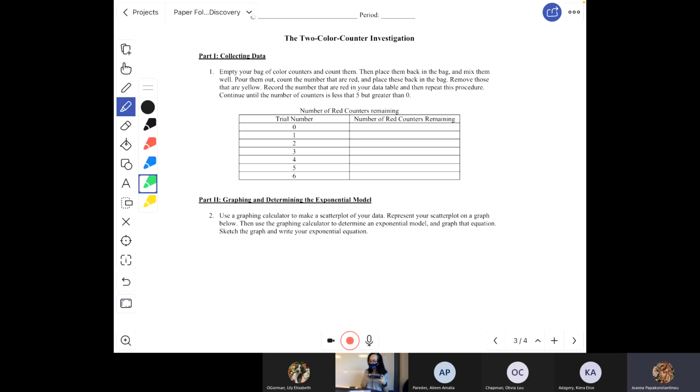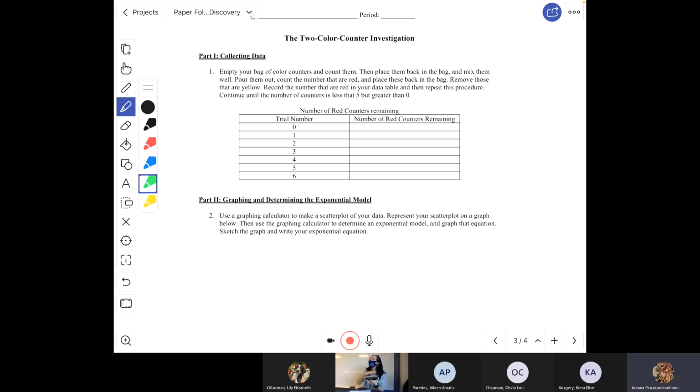So for trial number 0, that's how many you're starting with. Everybody has a different number, starting with the number that we have in here. Dump them out, remove the yellows. So one person can remove the yellows. They are out of the game completely. You're going to count the number of reds left. That's your first trial. Then, that's number 1, not 0. 0 is what you start with, initial. 1 is removing the first set of yellow.